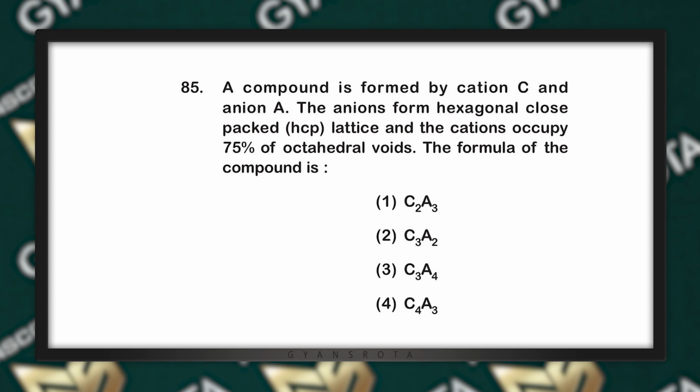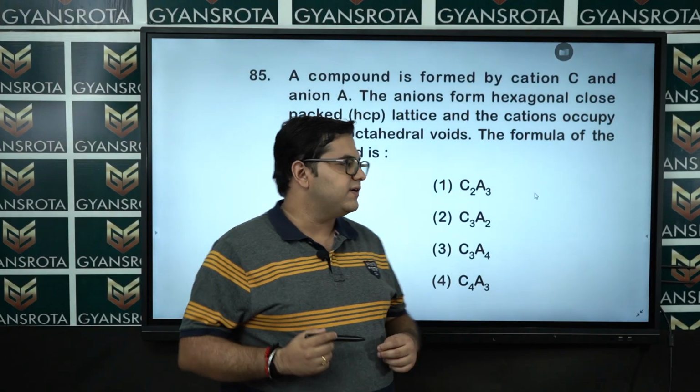So, question number 85 is on your screen. A compound is formed by cation C and anion A. The anions form hexagonal close packed HCP lattice and the cations occupy 75% of the octahedral voids. The formula of the compound is. So, now we are moving to the solution part.